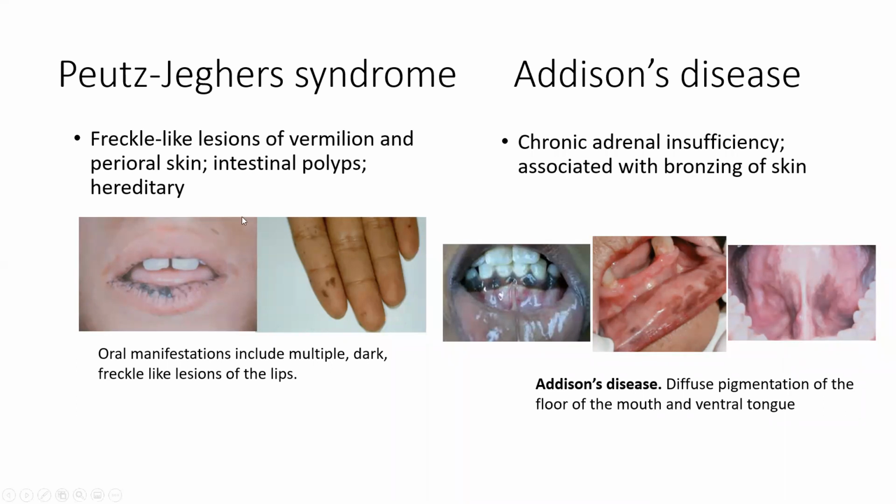The next systemic disease which can be manifested in the oral cavity is Addison's disease. This is nothing but a condition produced because of insufficient production of steroid hormones in the body. And that can be caused by destruction of the adrenal cortex for various reasons: autoimmune, infection, tumor. Anything can cause destruction of the cortex and less steroid hormone secretion, and this causes Addison's disease.